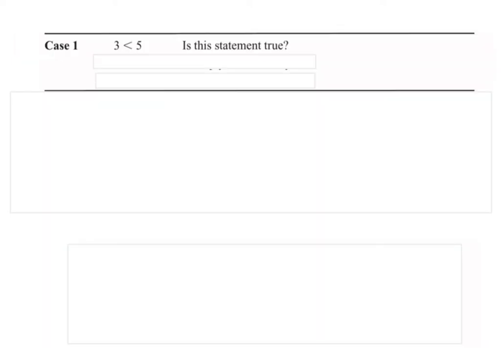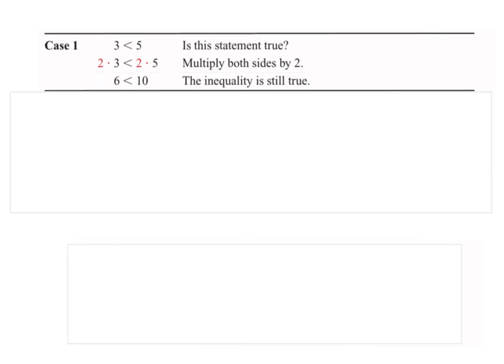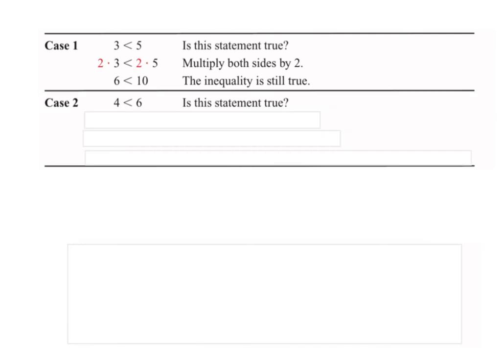Three is less than 5. This is a true statement. So now they are multiplying both sides by the same number. And you will see when they multiply both sides by the same number, the inequality is still true, even if it is a less than.